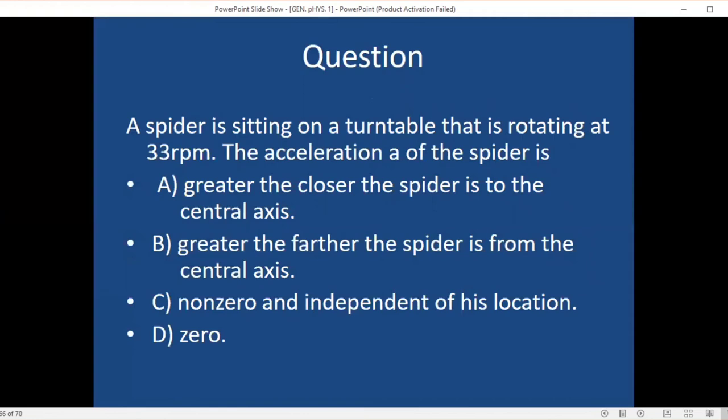Now, another question. A spider is sitting on a turntable that is rotating at 33 RPM, radius per meter. The acceleration of the spider is A, B, C, or D. Write down your answer on the chat box or comment section.